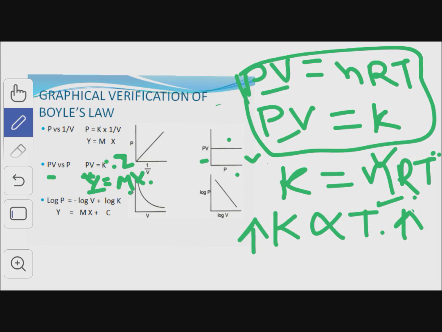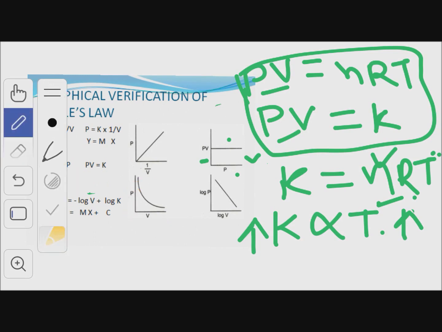And the third graph represents the decrease in volume with the increase in pressure. This third graph represents the decrease in volume when pressure is increased, and it varies exponentially with the volume. Pressure varies exponentially with the volume.